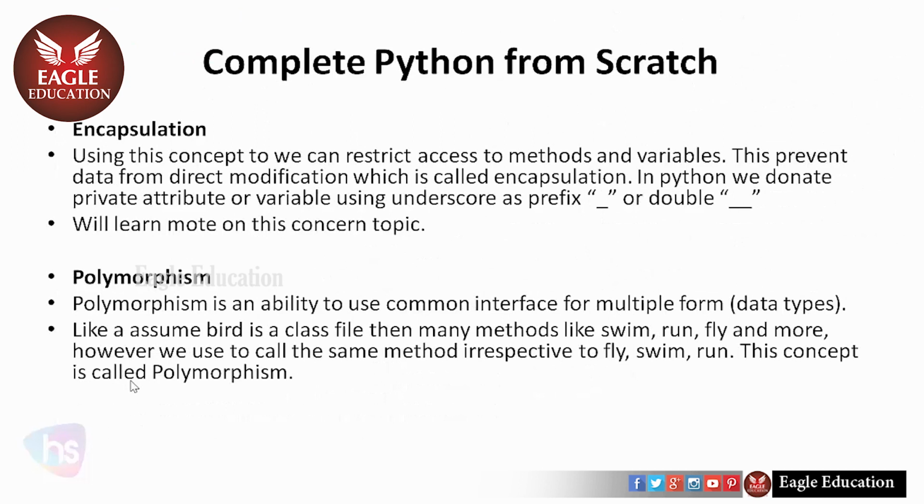Now, what is encapsulation? Using this concept, we can restrict access to methods and variables. This prevents data from direct modification, which is called encapsulation. In Python, we denote a private attribute or variable using an underscore as a prefix. It may be single or double.